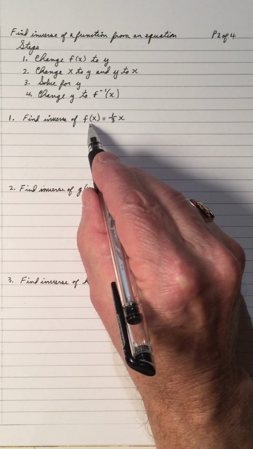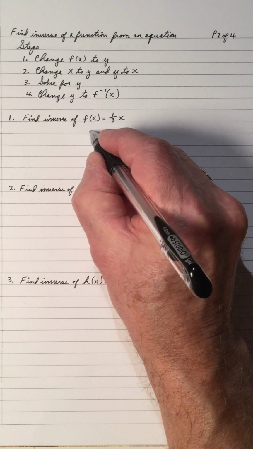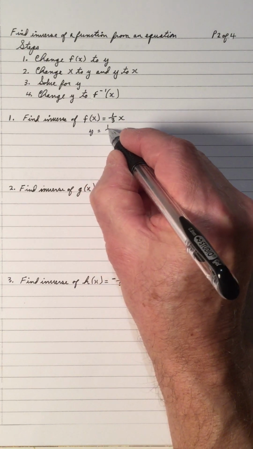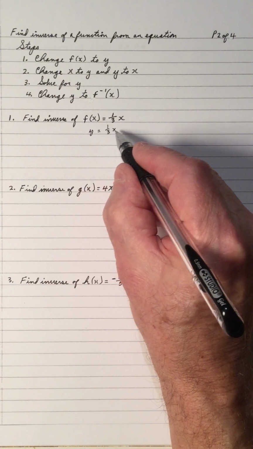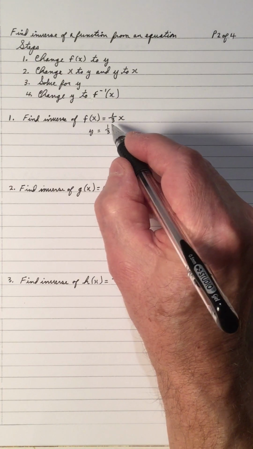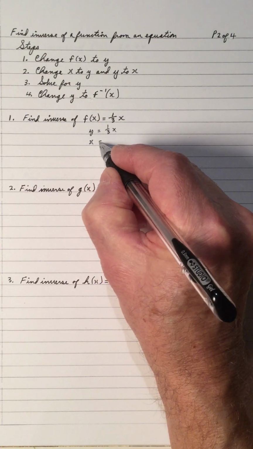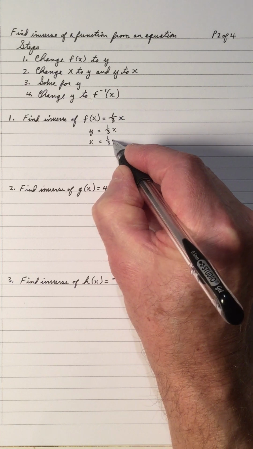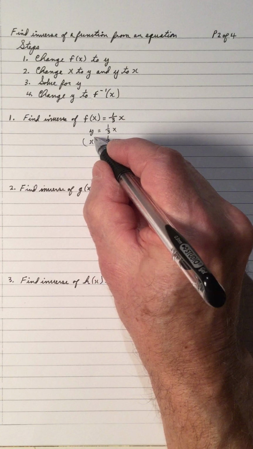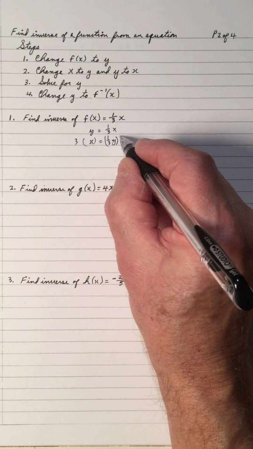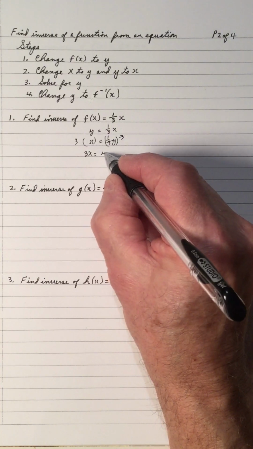Find the inverse of f of x equals 1/3 x. So f of x we change to a y, 1/3 x. Notice this is a linear function which has a slope of 1/3 and a y-intercept of 0. So we change the f of x to a y, we change the y to an x, and an x to a y. We have a fraction with denominator 3, so we'll multiply both sides by 3. So we get 3x, the 3 cancels, and I've got a y.